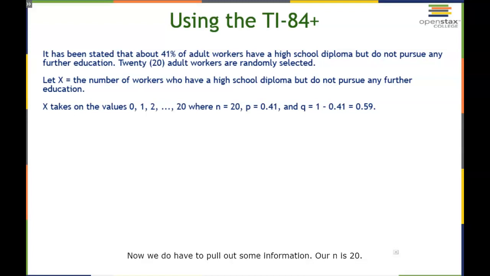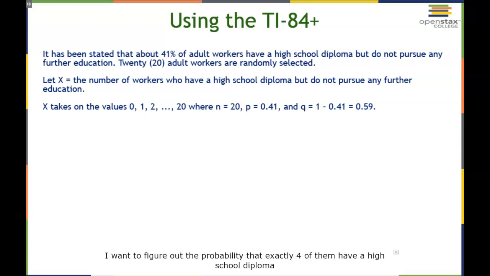Now we do have to pull out some information. Our n is our 20. Our p value, that's the probability of success, which is 41% or 0.41. Our q value is 1 minus 0.41, which is 0.59. Now, I don't even need that part. I just need n and I need p to be able to figure out what it is using the TI-84.